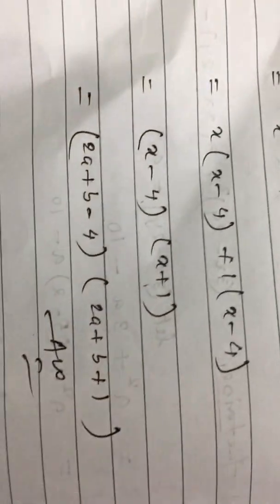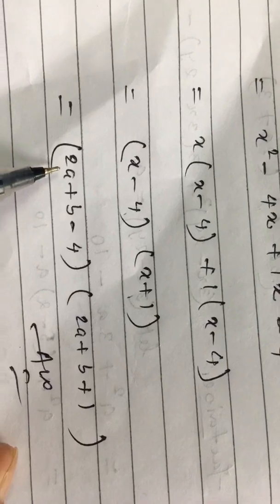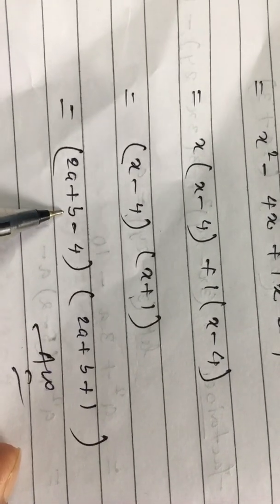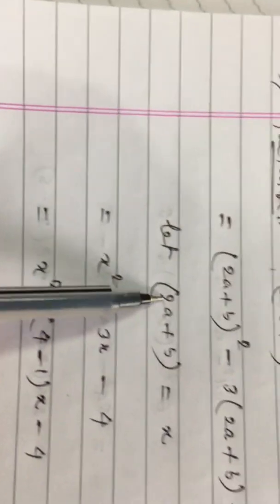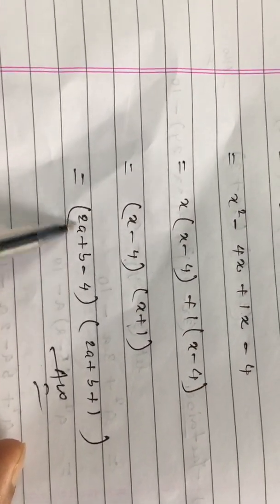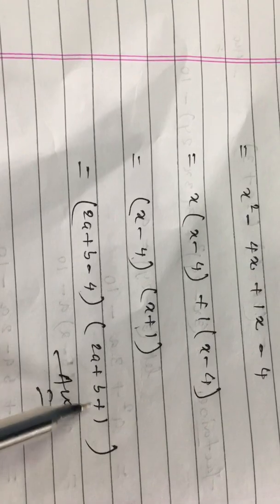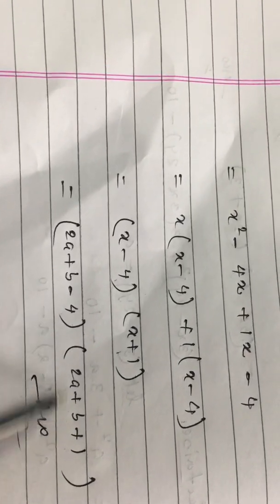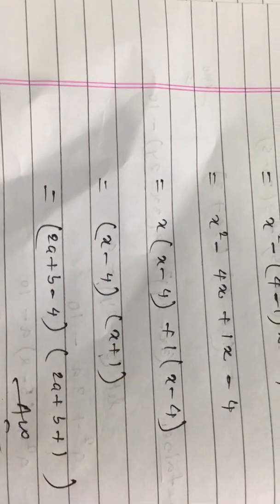Now write back the value of x. I think x we have supposed in the second line as 2a plus b. 2a plus b, you can see here. X we have supposed 2a plus b. Instead of this x, 2a plus b minus 4, 2a plus b plus 1. So these are the two factors of that question.